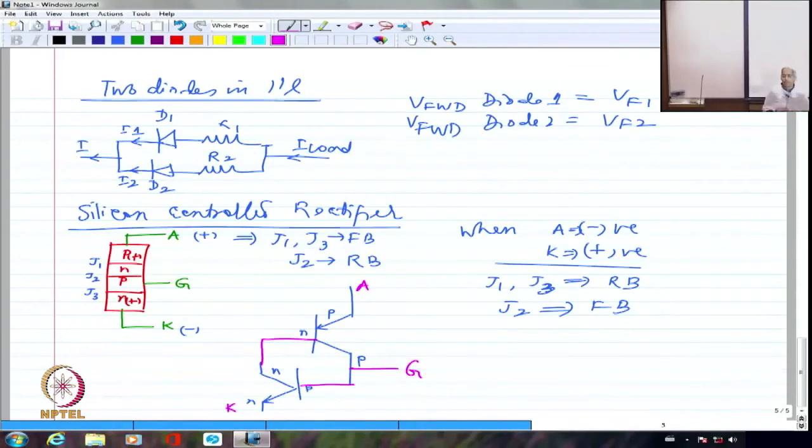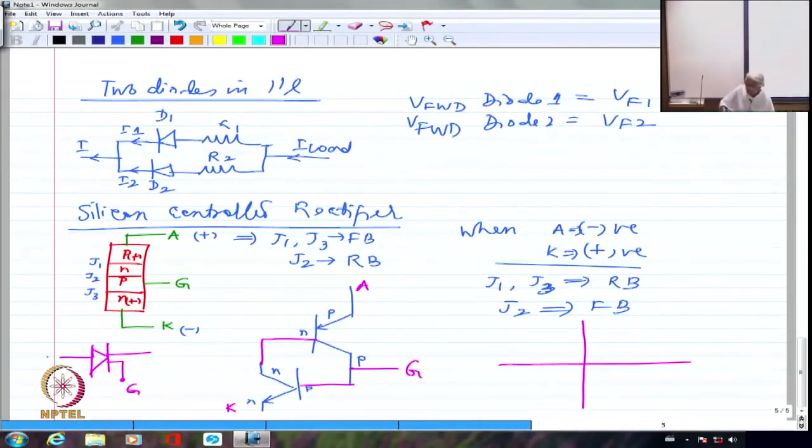So this is the basic working of a thyristor. So if I look at the characteristics of the thyristor, the symbol of a thyristor is somewhat like this. So this is exactly like a diode, but there is an additional terminal. So this is the gate terminal, this is the anode, and this is the cathode.